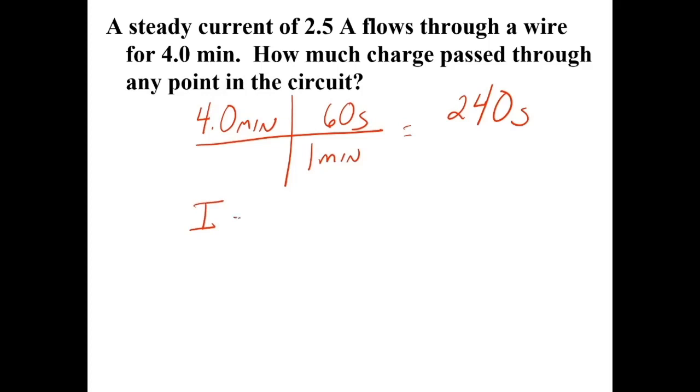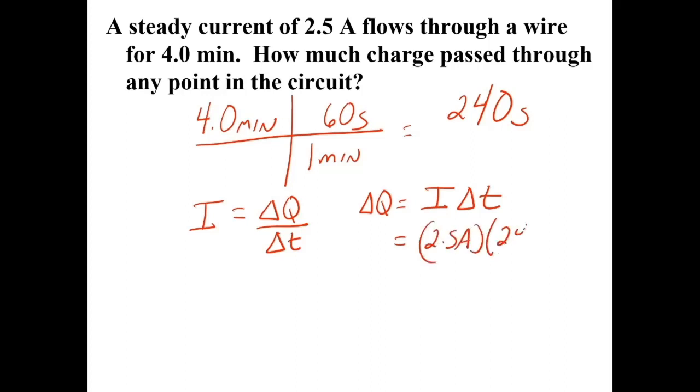Then we can say, well, I is change in charge per change in time. You know me, I like to do the variables first. So we're going to multiply both sides by delta t. So the current is 2.5 amps, the time is 240 seconds. So that works out to 600 coulombs. Now the problem is we don't really have a feel for how much 600 coulombs is.